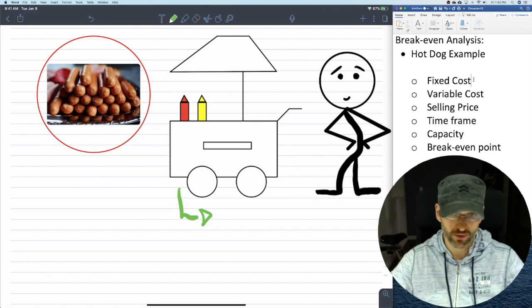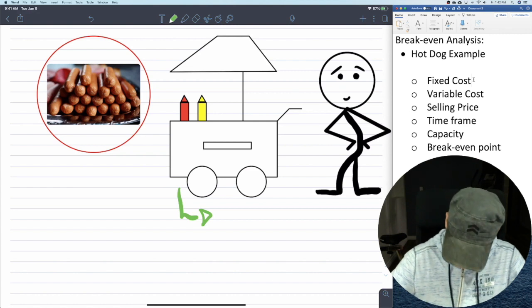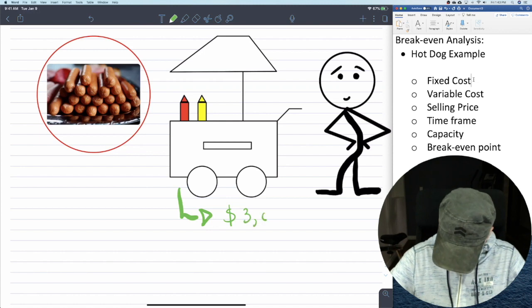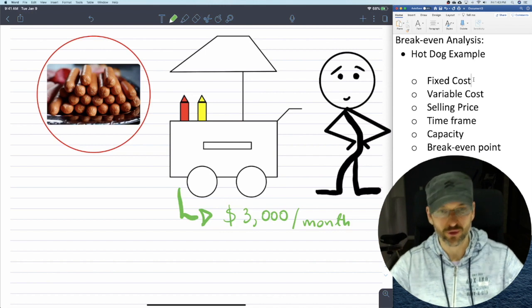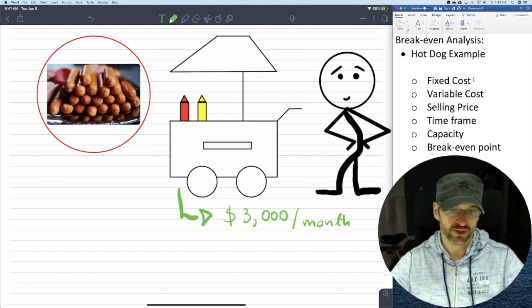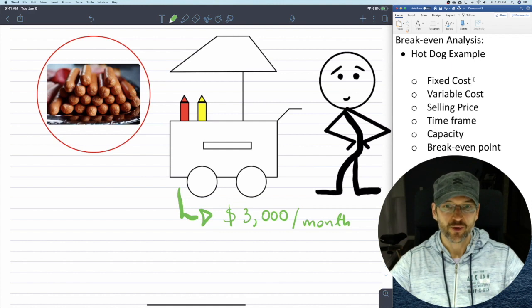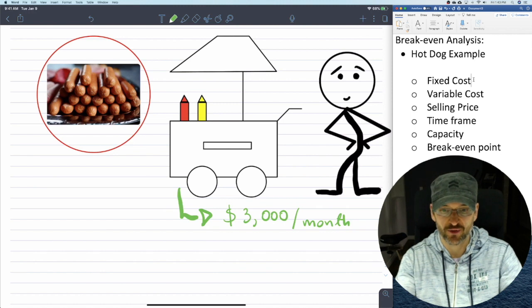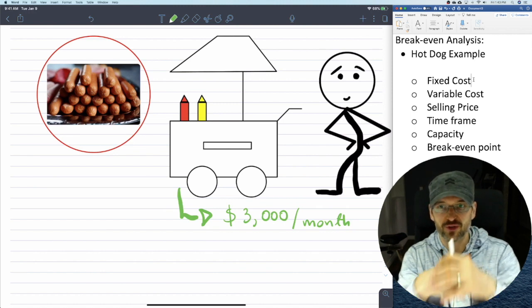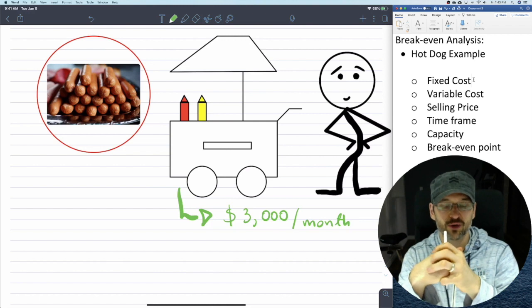So let's assume for the purpose of this video that I'm going to rent this cart, and let's say the cost is about $3,000 per month. That is the actual cost of the cart, and every month you're going to have to pay whoever you are renting this from. So that's one of the costs that we have. Before you start even selling anything, you're going to have to pay this $3,000 to whoever you leased it from.